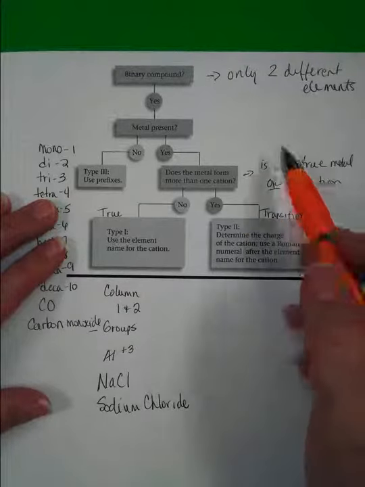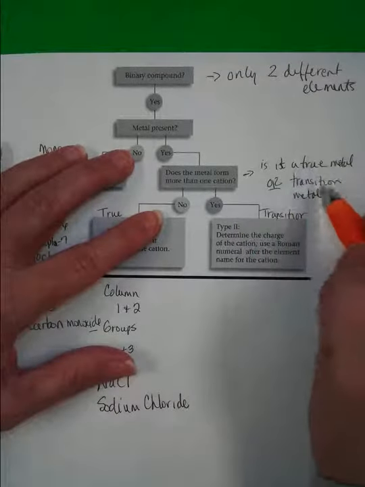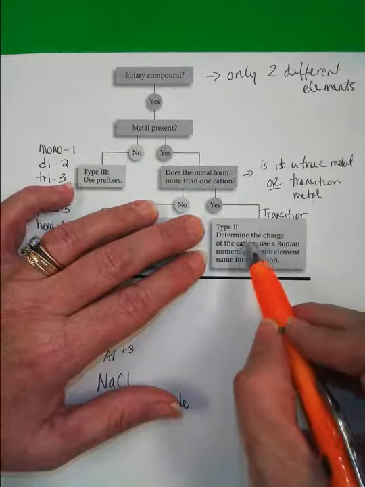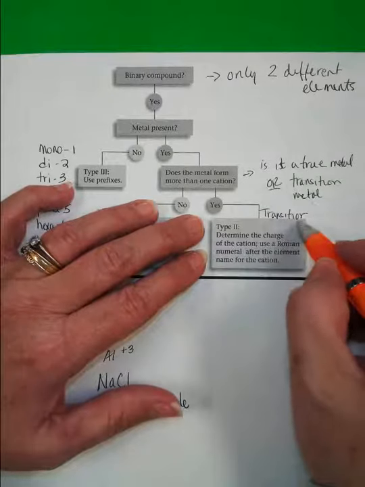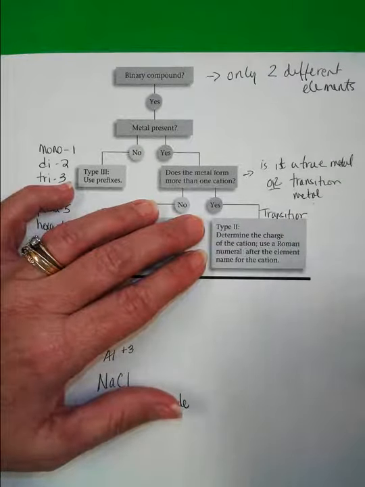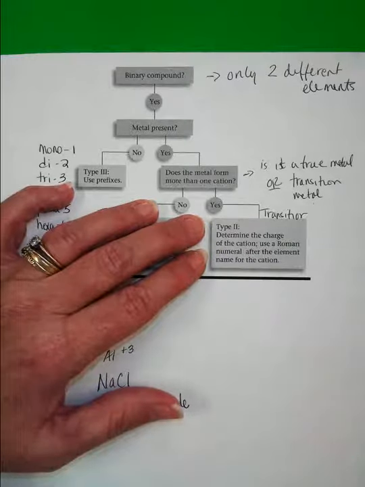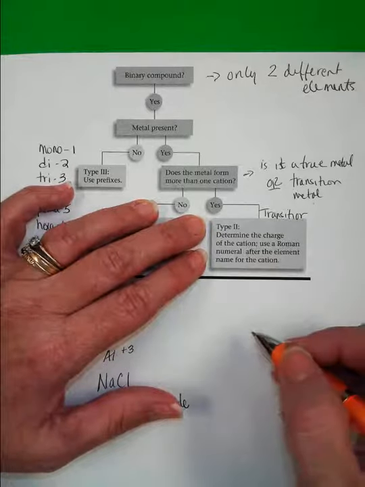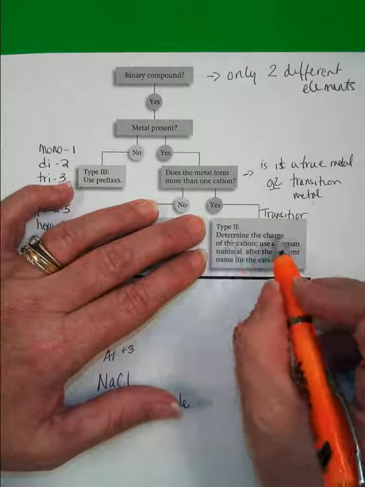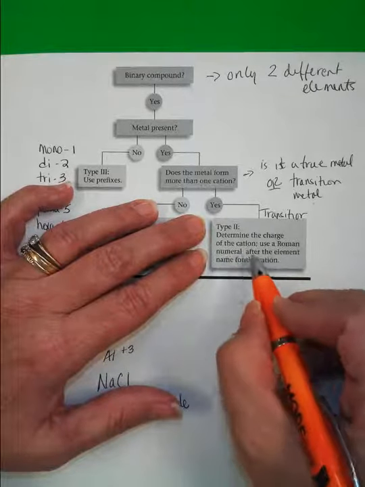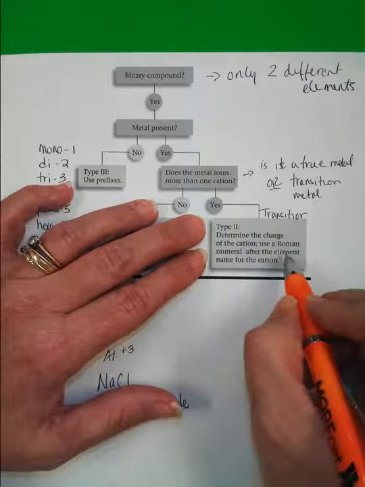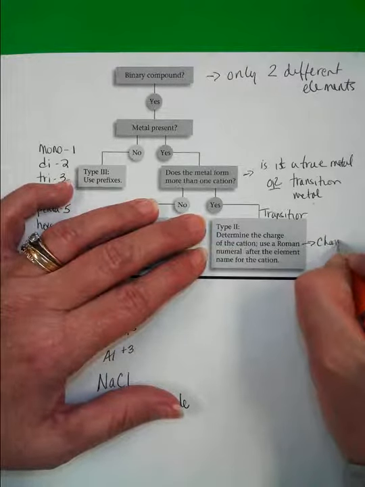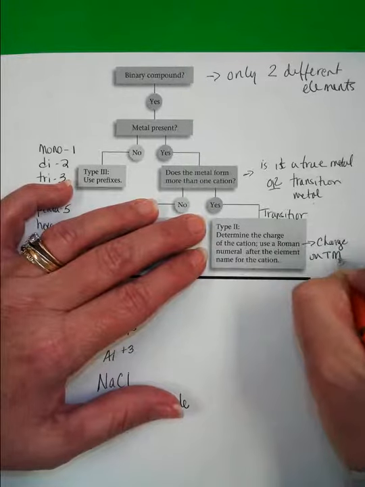Okay, let's look over here at the other side. So what if we have a transition metal? We're going to name it as a type 2, and this is where we determine the charge of the cation. Remember that with these transition metals, we don't know their charge, so we have to rely on the nonmetal or the polyatomic ion, like we'll talk about in a little bit, to determine the charge on the transition metal. So determine the charge of the cation, use a Roman numeral after the element name for the cation, and it's for that charge. So the Roman numeral is for the charge on the transition metal.